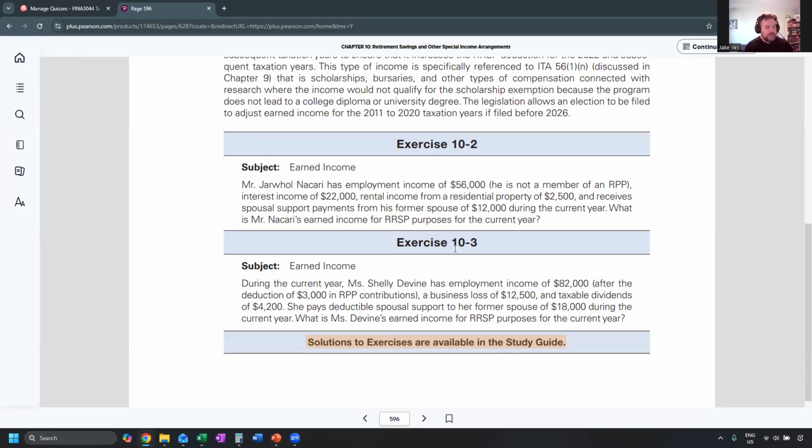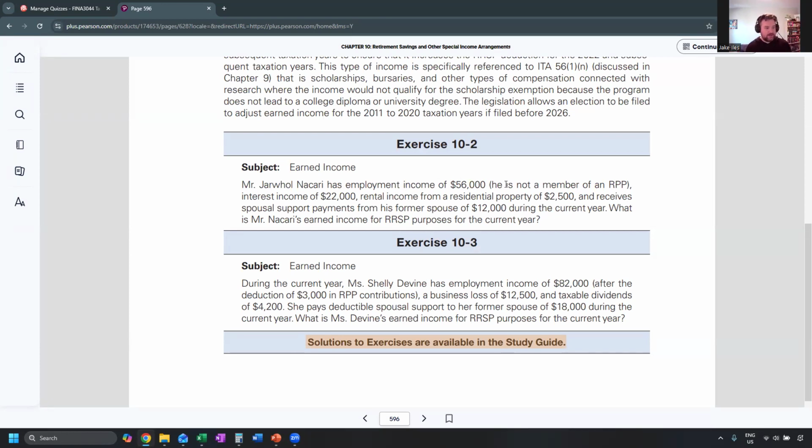Exercises 10.2 and 10.3 are focused on earned income. So Mr. Nakari has employment income of $56,000. He's not a member of an RPP. We're specifying RPP because we're often told income on a net basis. So if employment income is $56,000, net $4,000 to an RPP, then the earned income is $60,000. RPP contributions from your employer are often subtracted from income or not included in income, so we need to make sure we're dealing with our full gross amount.